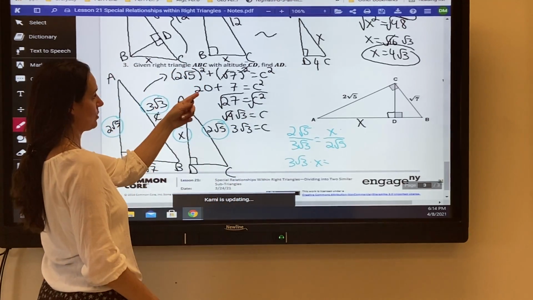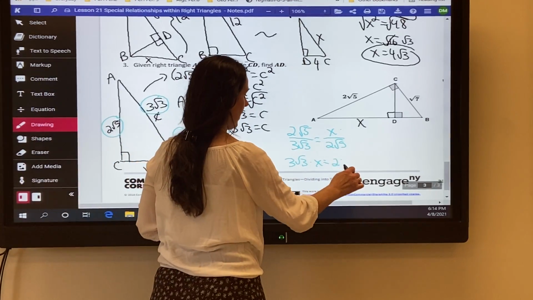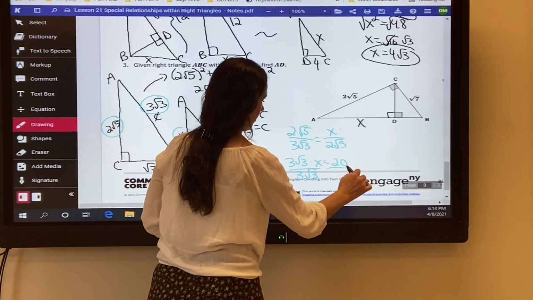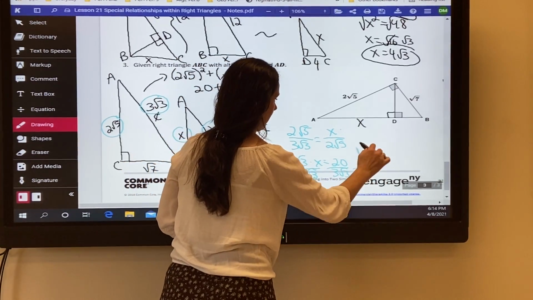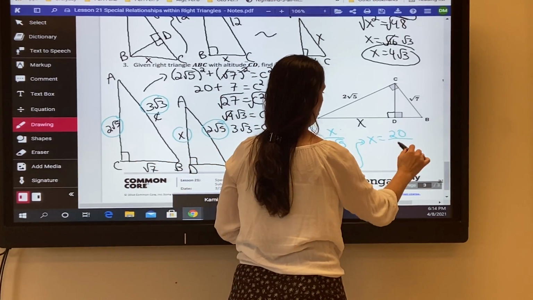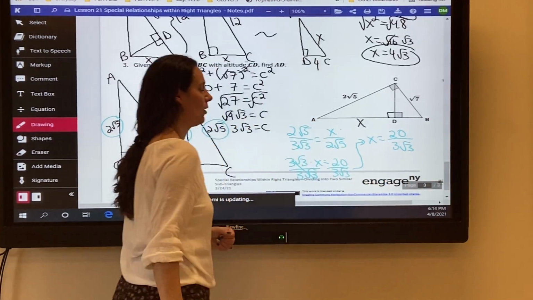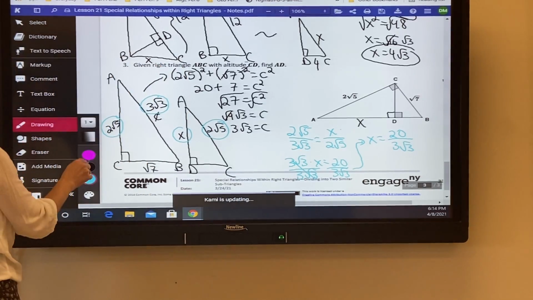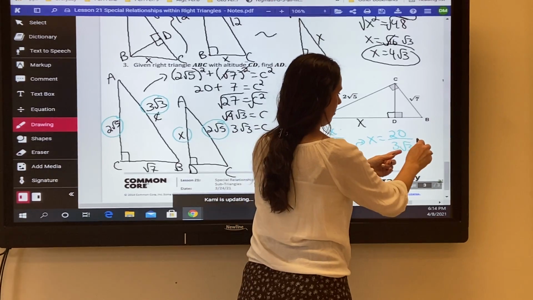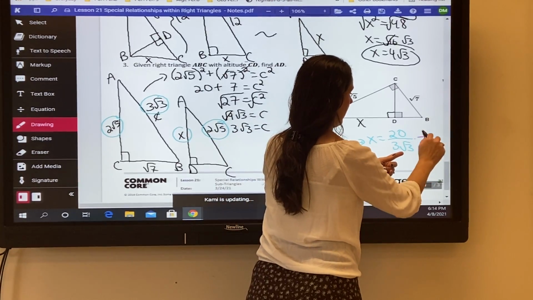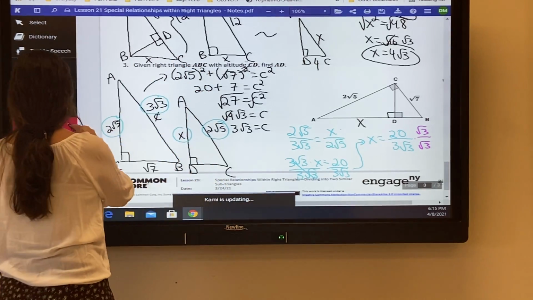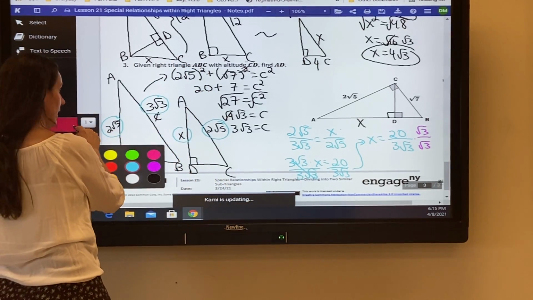Well, that's 2 square root of 5 squared, which I know is 20. I've got to get rid of multiplication by 3 radical 3 by doing division by 3 radical 3. And then let's see what that looks like. Okay, that looks like x equaling 20 over 3 radical 3. Well, I can't leave a radical in the denominator, so let me rationalize the denominator. A square root can always be rationalized by being multiplied by itself, so I'll multiply by square root of 3 over square root of 3. And now I'm going to see what that gives me.